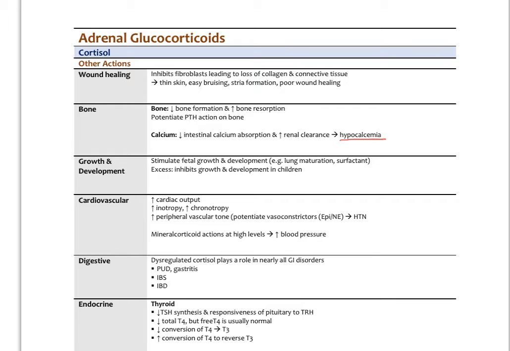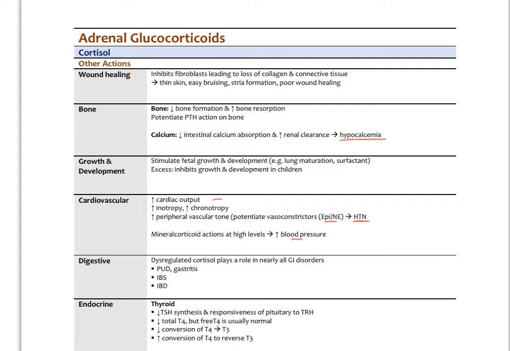Growth and development. In the fetal development, cortisol is very important for stimulating fetal growth and development, like lung maturation, as I spoke about, increasing pulmonary surfactant. But if in excess in children and teens, this could inhibit growth and development. In general, cortisol increases cardiac output via increasing inotropy and chronotropy, and increases peripheral vascular tone because it potentiates vasoconstrictors like epi and norepi, which would lead to hypertension. And then at high levels, it acts on the mineralocorticoid receptor to also increase blood pressure.